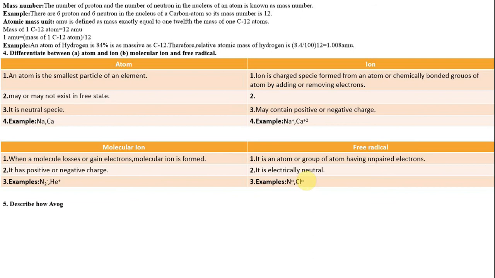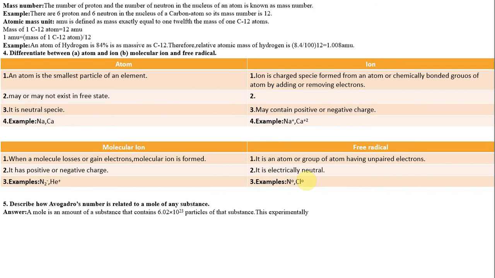Question number 5. Describe how Avogadro's number is related to a mole of any substance. A mole is an amount of a substance that contains 6.02 into 10 raised to the power 23 particles of that substance. This experimentally determined number is known as Avogadro's number.